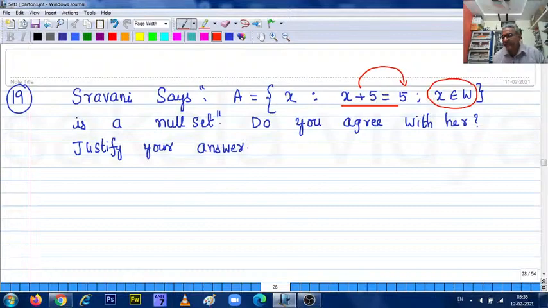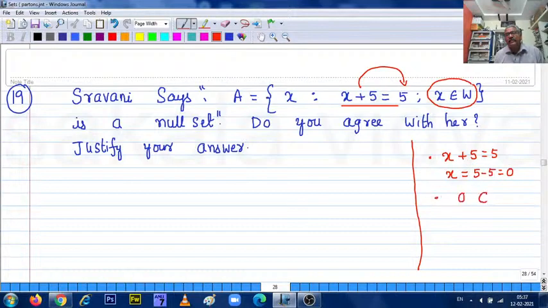Otherwise, we can say that it is not a null set. So first of all, you solve it now. If you solve this equation, what do you get? x plus 5 equals 5, x equals 5 minus 5. So you get 0, because 0 is a whole number. 0 belongs to whole numbers. That means one element is there in this set, the element 0. So it's not a null set. We do not agree with her because it is not a null set.